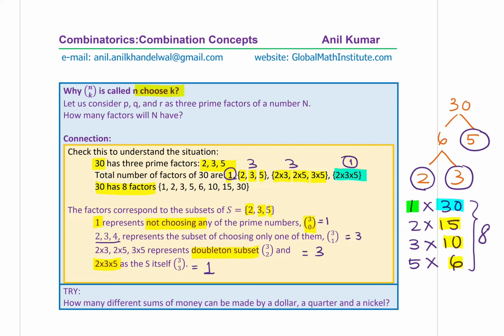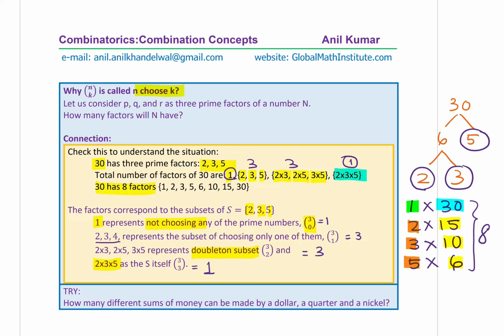Selecting only one of them gives you the other factors 2, 3, and 5. And we saw earlier, selecting 2 gives you 15, 10, and 6. And selecting all of them gives you 30. So I hope you got the link. So it is kind of making choices.